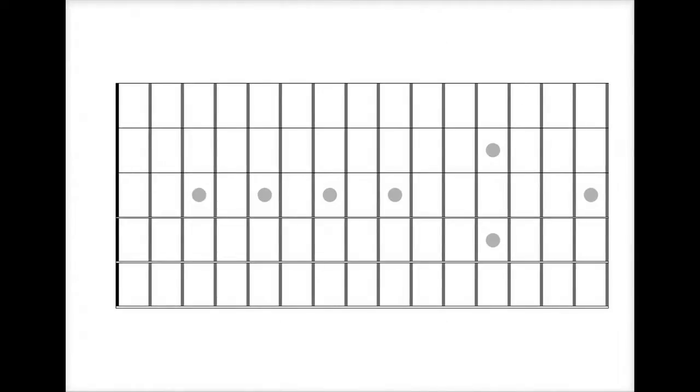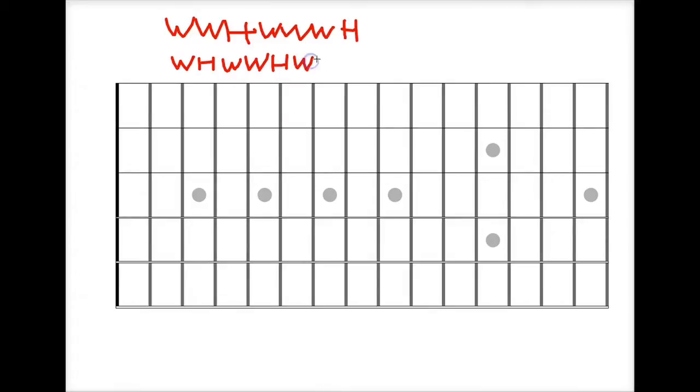We're going to plot out the E minor scale today, but first we're going to review just a little bit. You remember that the formula for the major scale was whole, whole, half, whole, whole, whole, half. And the formula for the minor scale is whole, half, whole, whole, half, whole, whole. And those are the two that you need to memorize.